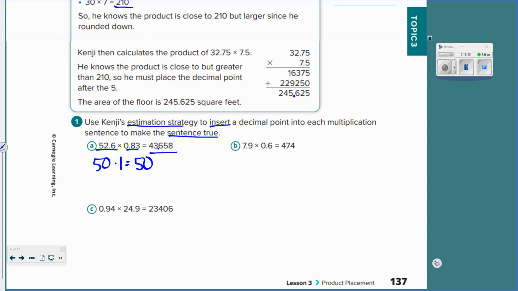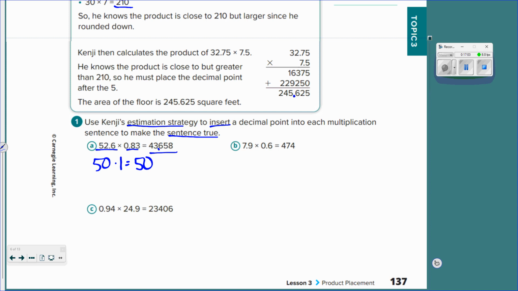Behind the 3, because then it's 43. 43 is close to 50, yes? So the answer is 43 and 658 thousandths. Does somebody understand what we are doing? So you've got 2 more to do. Show me your estimation. Then put the decimal place where you think it goes in the answer.